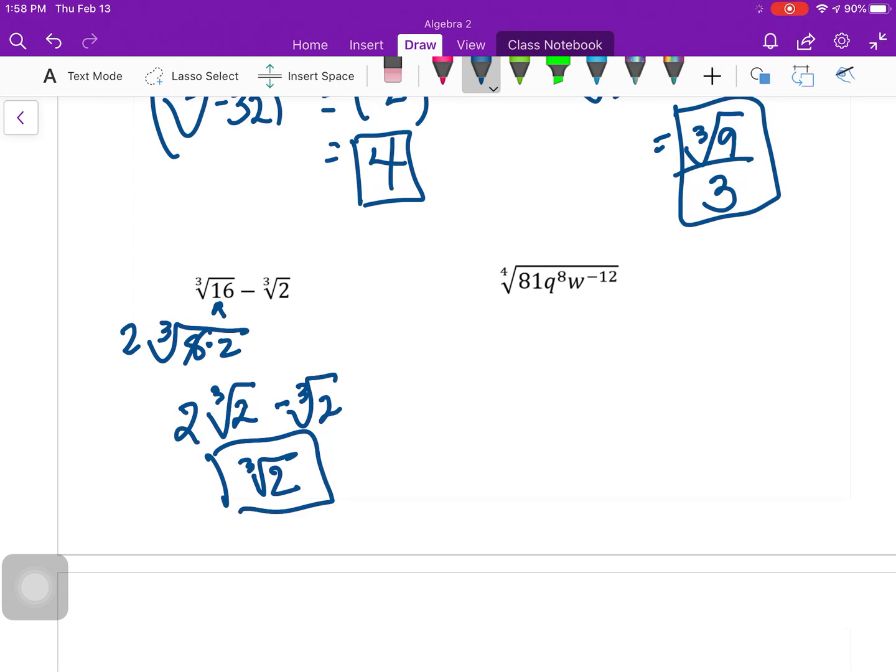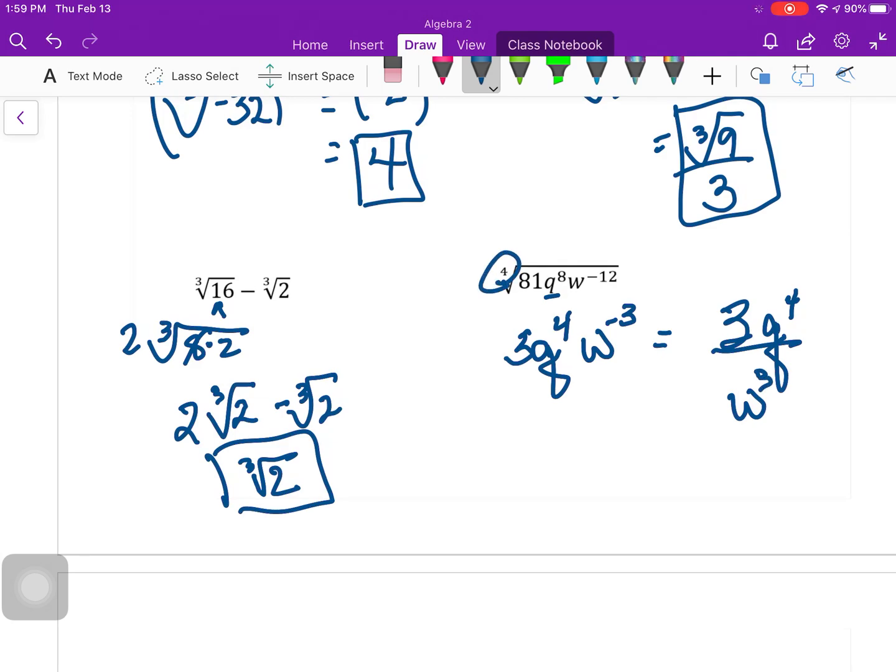The 4th root of 81 would be 3. The 4th root of q to the 8th would be q to the 4. The 4th root of w to the negative 12 would be w to the negative 3. I can't have negative exponents, so it is 3q to the 4th over w cubed. It was an even root, so I must absolute value my odds. So the w cubed gets absolute valued.